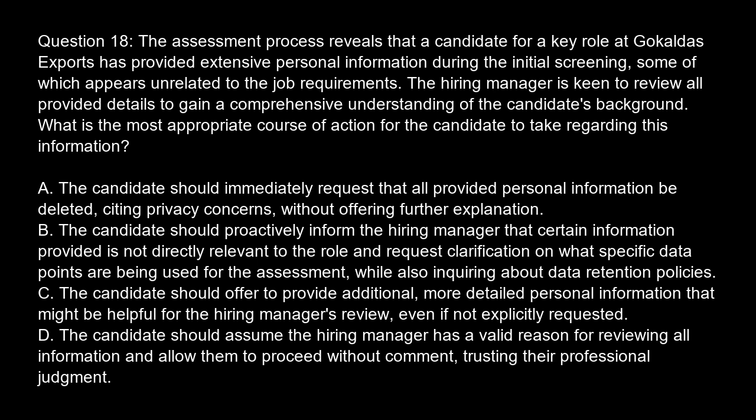Option C. The candidate should offer to provide additional, more detailed personal information that might be helpful for the hiring manager's review, even if not explicitly requested. Option D. The candidate should assume the hiring manager has a valid reason for reviewing all information and allow them to proceed without comment, trusting their professional judgment.